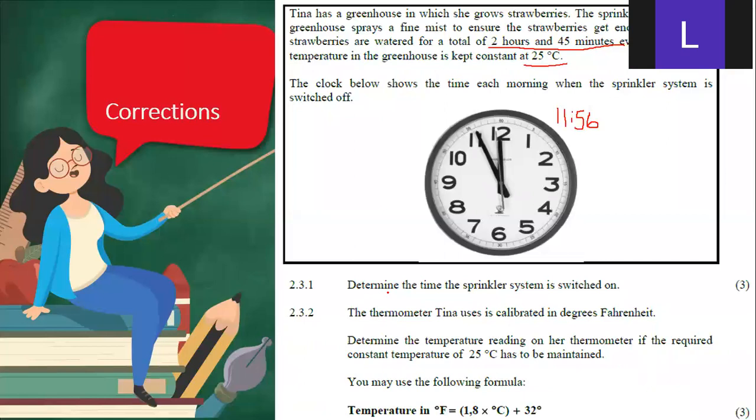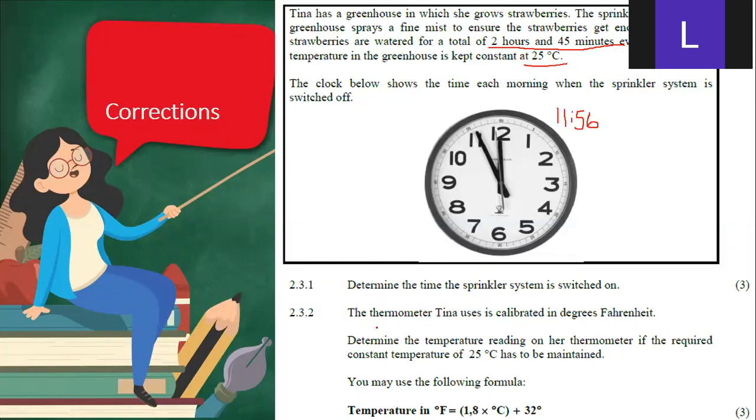Now the question says, determine the time the sprinkler system is switched on. So obviously it was switched on 2 hours, 45 minutes before. What was that time? For those who have done my homework, this is your opportunity to give me the answers. What time was the sprinkler switched on, if it was switched off at 11:56, and the duration of the watering was 2 hours 45 minutes? If you know the answer, you can write the answer for number 1.